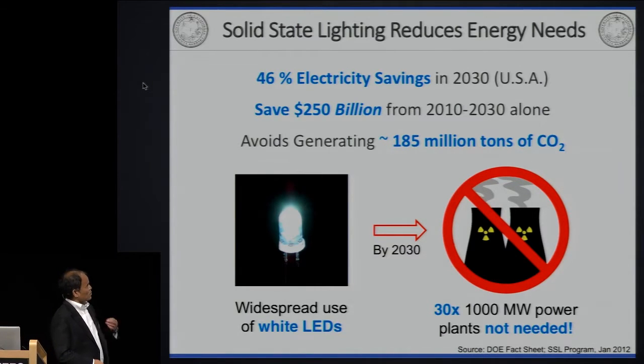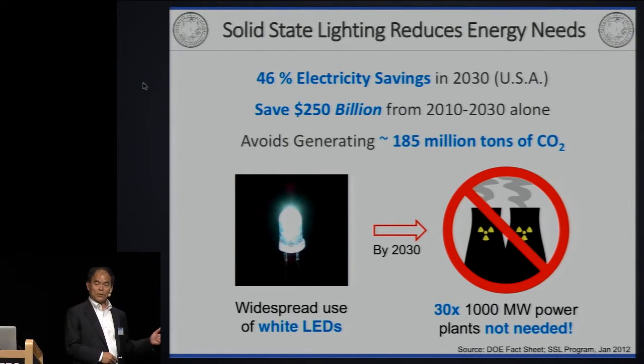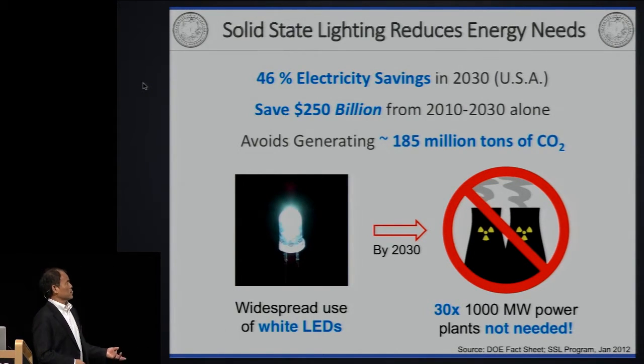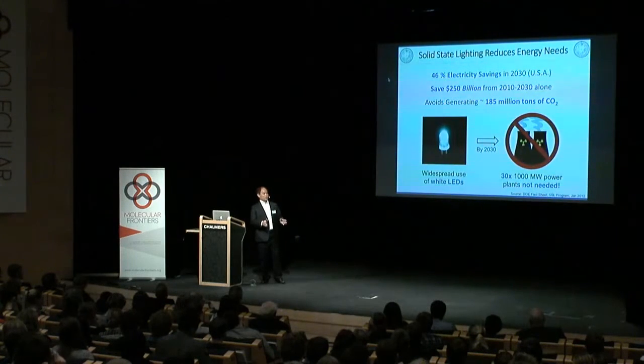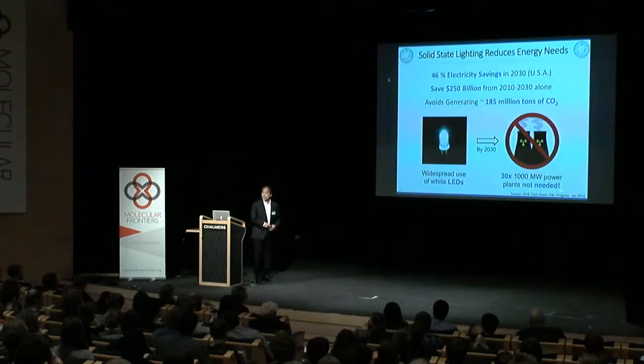And it's easier to understand this way: basically, we can eliminate 30 power plants. This is an average power plant, including nuclear power plants and oil power plants. So basically, 30 power plants are eliminated by 2030. You can understand it's a huge energy reduction, and this is only for the United States. All over the world, I think maybe five or six times that. Now China is installing a lot of power plants, so maybe six times, no? So it's huge.